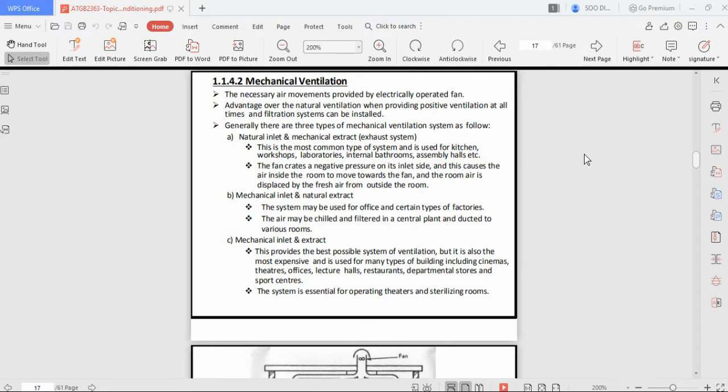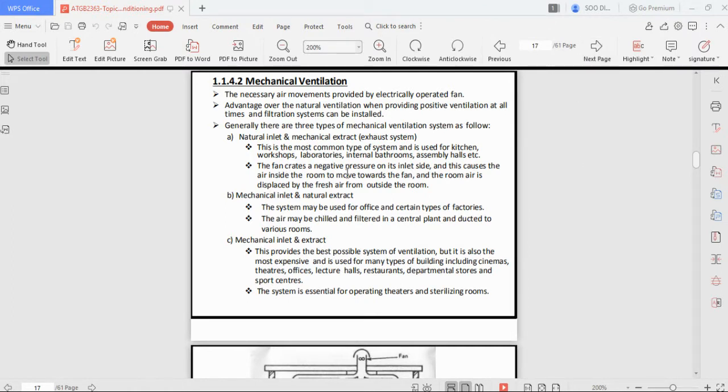As I previously explained to you guys, if you have a mechanical extract, you are basically creating a low pressure in your room. But if you have a mechanical inlet, you are pushing the air from the outside into the room, creating a high pressure in the room. But if you have a mechanical inlet and extract, this is basically to continuously change the air in the room as per requirement.